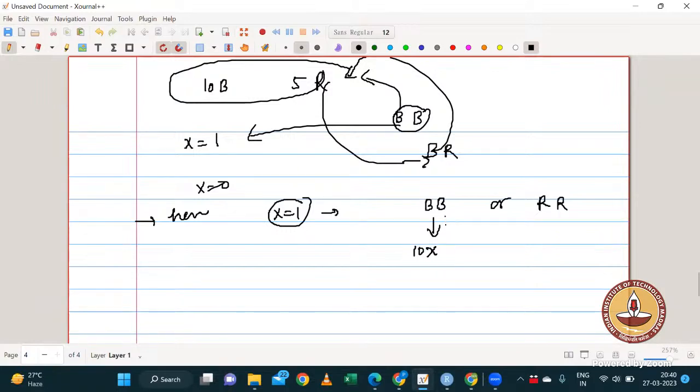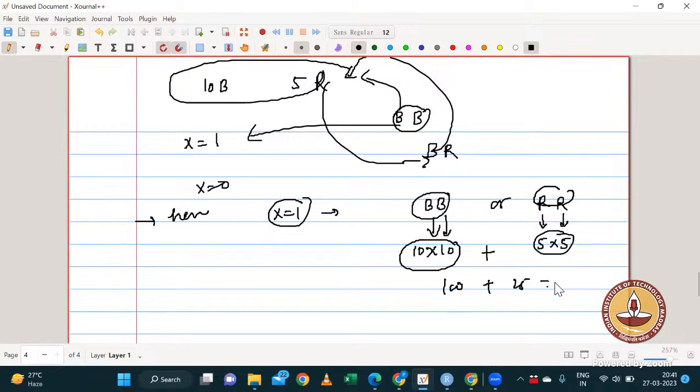Now, in how many ways can you get the second ball as blue? 10 also, because we have put it back in the bag, it's replacement. In how many ways will you get the red ball? 5C1. And the second red ball? Also 5C1. Since these are OR cases, it is this case plus this case, so 100 plus 25, which is 125.